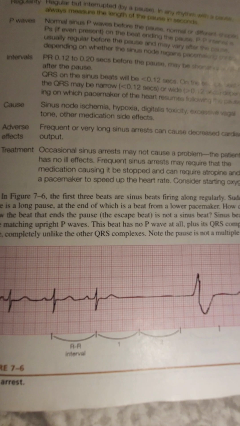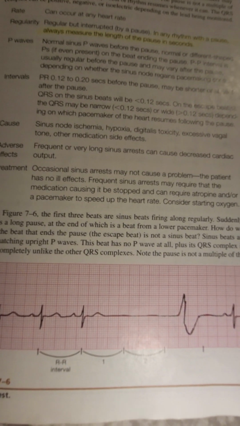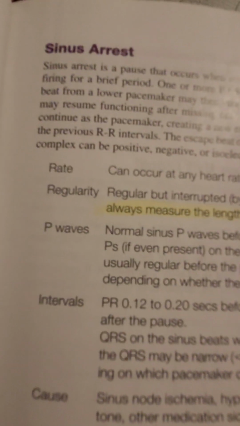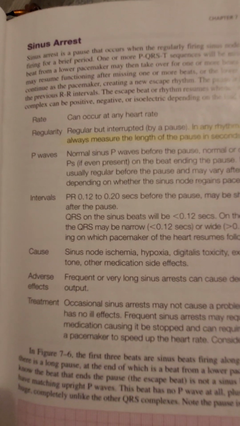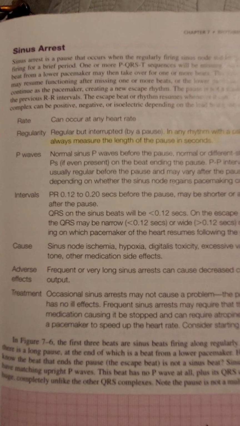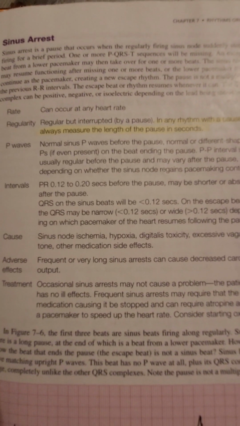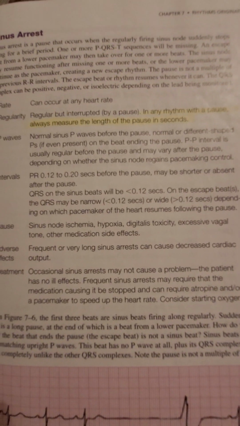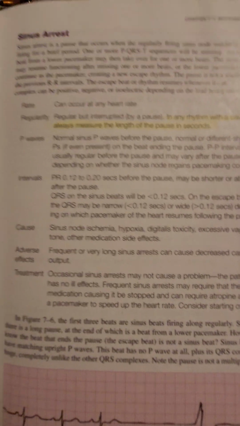Sometimes they get longer pauses because their health is deteriorating, so you have to make sure to look out for those pauses. But here the book says sinus arrest is a pause that occurs when the regularly firing sinus node suddenly stops firing for a brief period. One or more PQRST sequences will be missing. An escape beat from a lower pacemaker may then take over for one or more beats.